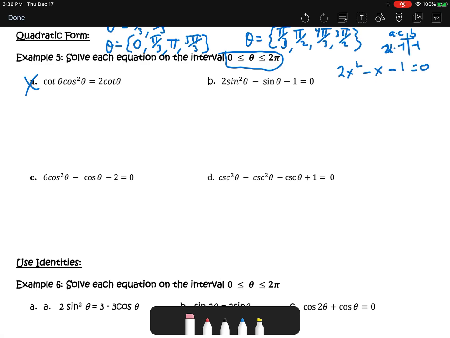So what times what? We've got to split the middle term. Well, let's see. Negative 2 times negative 1 is negative 2... they've got to add up to negative 1. So that'd be 2x squared minus 2x plus 1x minus 1 equals 0. Correct? Think about it.